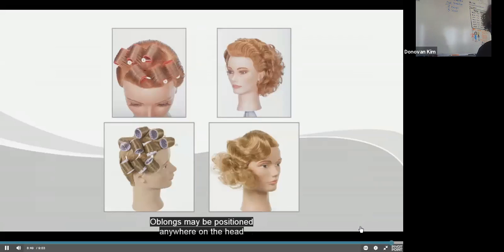Oblongs may be positioned anywhere on the head and in any direction. Generally, two or more oblongs are set in alternating directions to create a strong wave pattern. Refer to your textbook and review the wet design procedure overview.